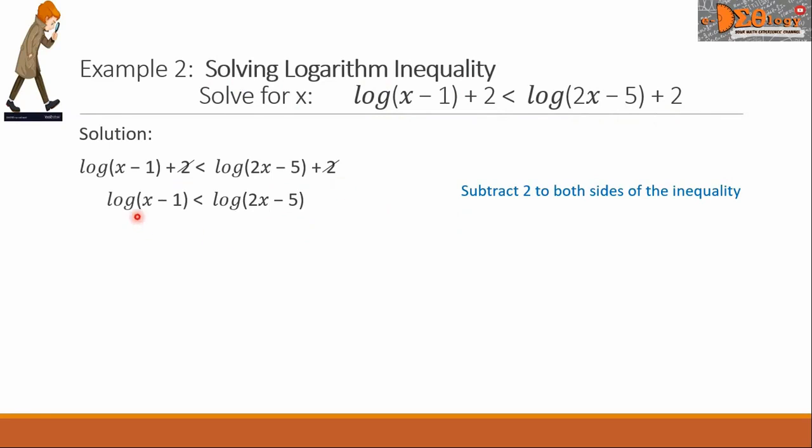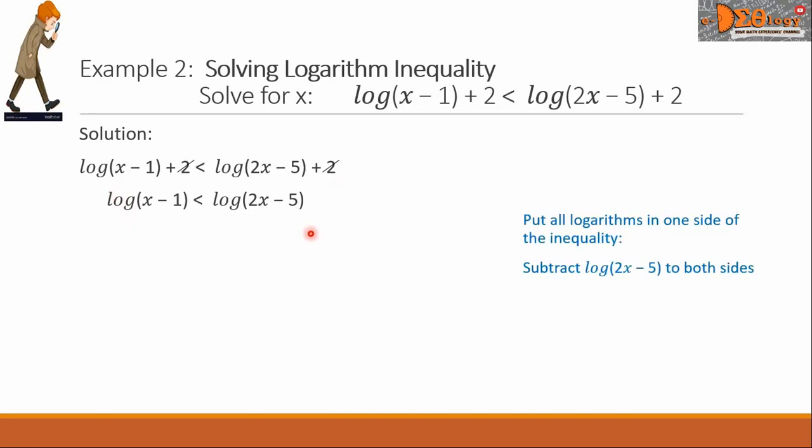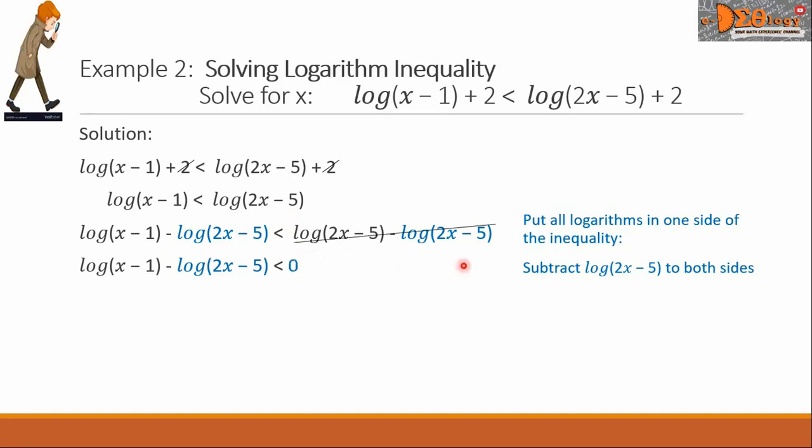And then let us copy the remaining logarithms on the next line. The next is, we will put all logarithms in one side of the inequality. Let's say we will put this right side logarithm to the left side. So what we will do is to subtract the log of the quantity 2x minus 5 to both sides. So here we go. The log of 2x minus 5 is subtracted to the left side and to the right side. Look at our right side. We have the same quantity being subtracted, so we will cancel out the right side and this becomes 0.